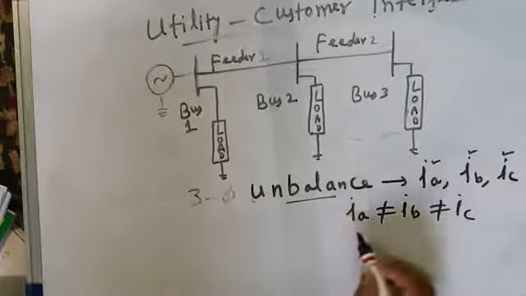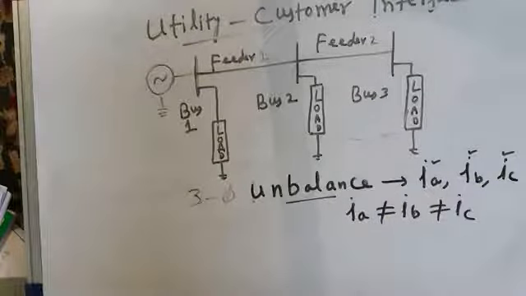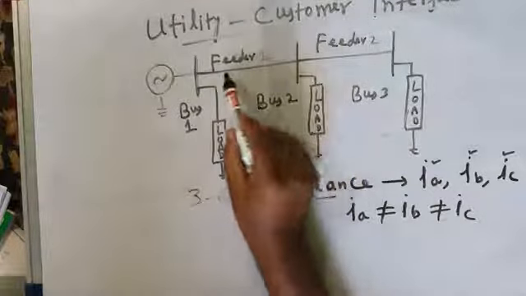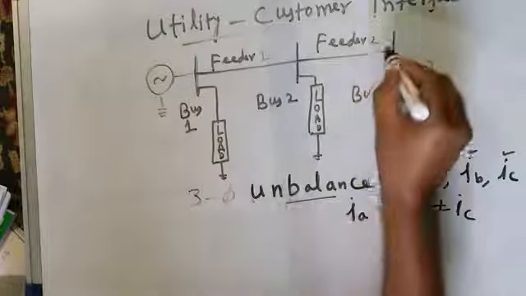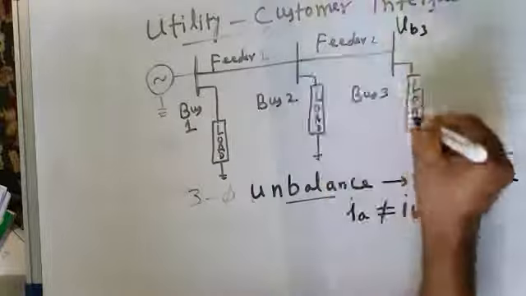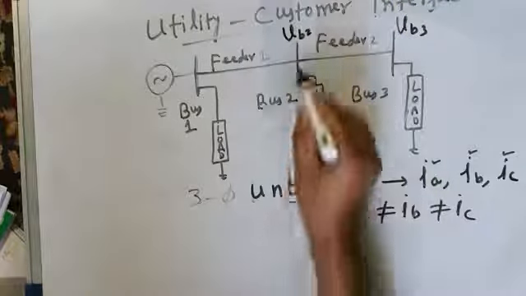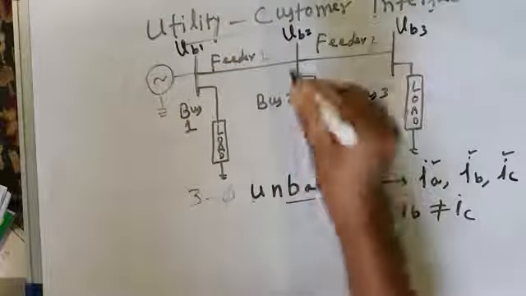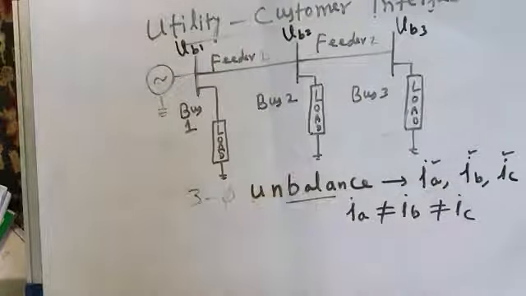Now, because of unbalanced currents drawn by a three-phase system, what will happen? The voltage drops in these feeders will also become unbalanced, and therefore voltages which are available at the three buses, say VB3 is the bus voltage 3, VB2 is the voltage at bus 2, and VB1 is the voltage at bus 1, these three-phase voltages, because of unbalanced currents, will also become unbalanced. And because of unbalanced three-phase voltages, there will be problems in many three-phase equipments which are designed to operate satisfactorily when fed from a three-phase balanced system.